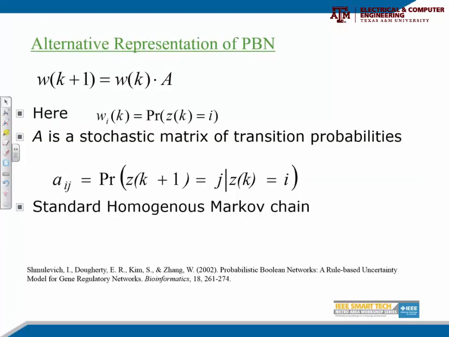Just like we did the corresponding mathematical development for Boolean networks, for PBNs we can do the same thing. But in this case, W_k becomes the probability distribution vector, and A is a stochastic matrix of transition probabilities. This is familiar to what people in the controls and systems literature use. So this becomes the standard homogeneous Markov chain, and you can study its behavior and properties using the theory of Markov chains.